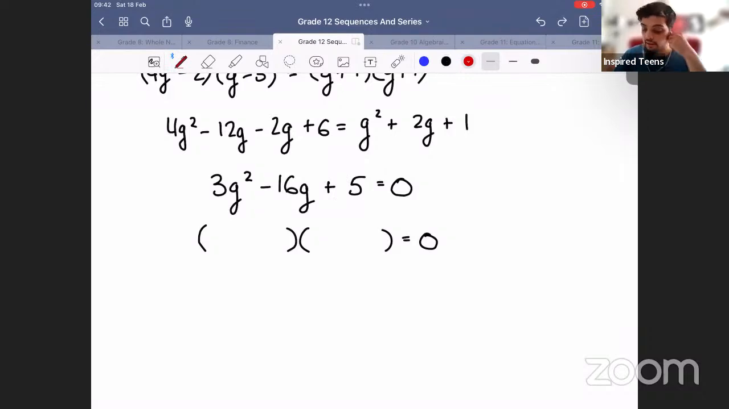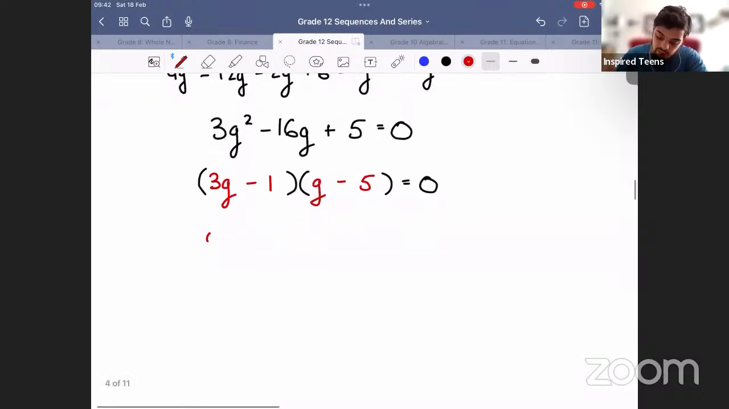I don't think we've done trinomial factorization with you guys as yet, and I know that there's some people who still don't know how to do trinomial factorization. So it's 3G and G minus 5 minus 1. I think that's correct, minus 15, it should be fine. So G is equal to 1 over 3, or G is equal to 5.